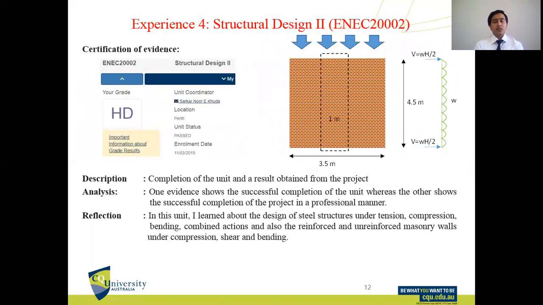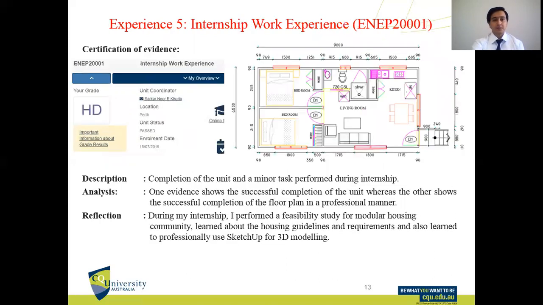In structural design 2, I have learned about steel structures and masonry structures. In steel structures, I have designed the structural elements under tension, compression, bending, and combined actions, under dead load, live load, and wind load. And in masonry structures, I have also done earthquake loads. I have analyzed the walls undergoing earthquake loads. The walls were designed as reinforced masonry walls and unreinforced masonry walls under compression, shear, as well as bending.